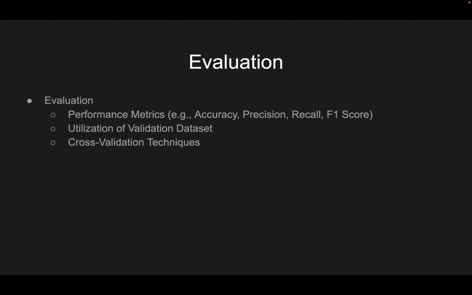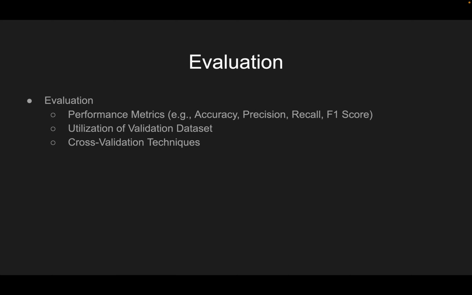During the evaluation phase, the goal is to assess how well the trained model performs. This involves measuring its performance using various performance metrics, which are quantitative measures of how accurately the model is making predictions or classifications. Common performance metrics include accuracy, precision, recall, F1 score, and more, depending on the specific task.